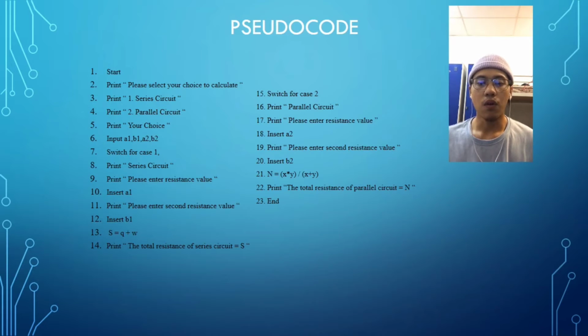Series case for 2, the parallel circuit. Please enter the resistance value, insert A1. Please enter the second resistance value, insert B2. The formula is N equals S times Y over S plus Y. The total resistance of parallel circuit is N. And lastly, end our procedure code.